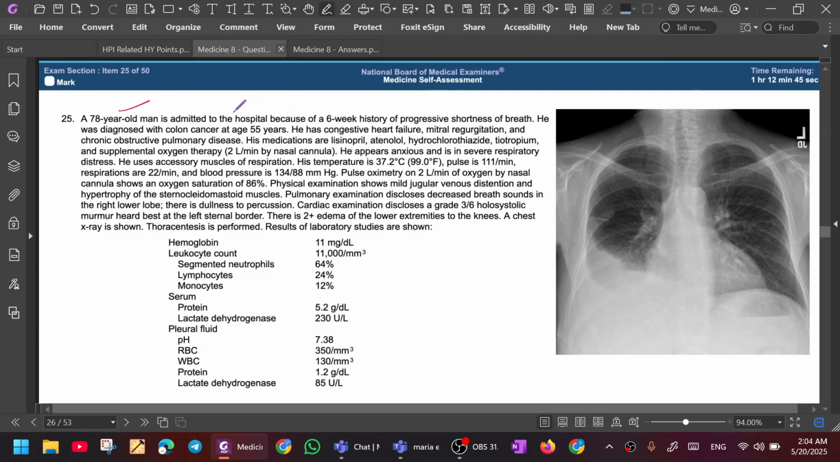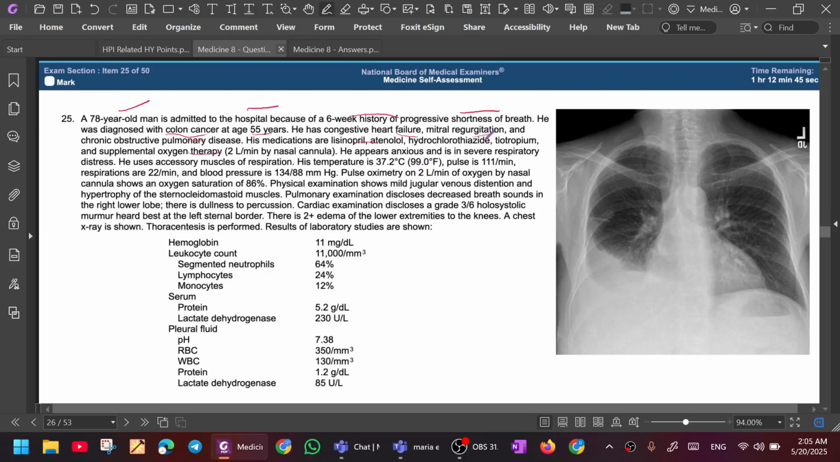A 78-year-old man is admitted to the hospital because of a 6 weeks history of progressive shortness of breath. He was diagnosed with colon cancer at age 55 years. He has congestive heart failure, MR, and COPD. His medications are lisinopril, atenolol, hydrochlorothiazide, tiotropium, and supplemental oxygen therapy, 2 liters per minute by the nasal cannula.